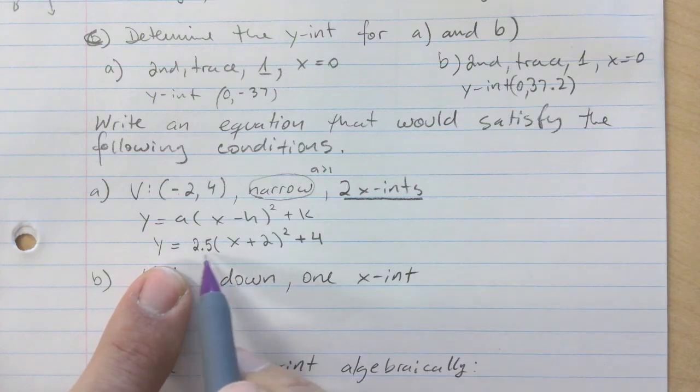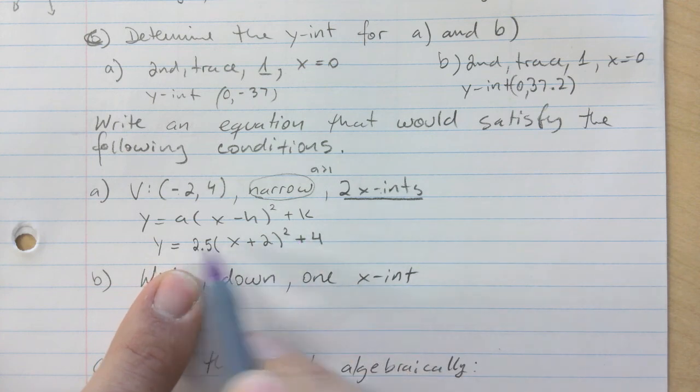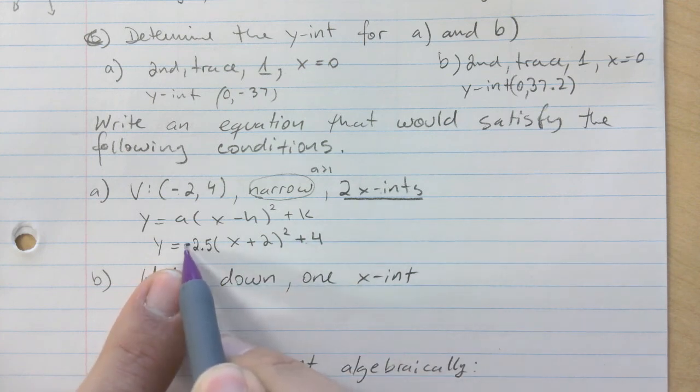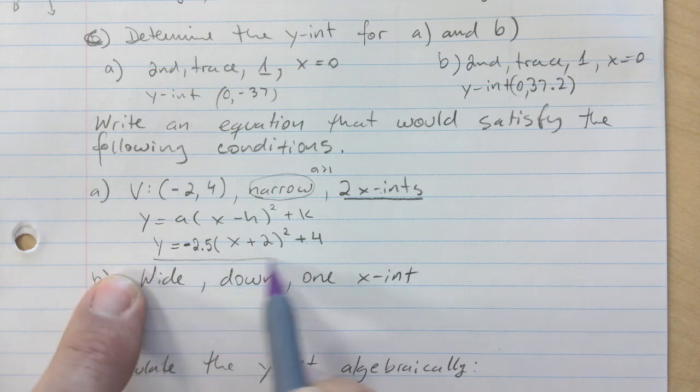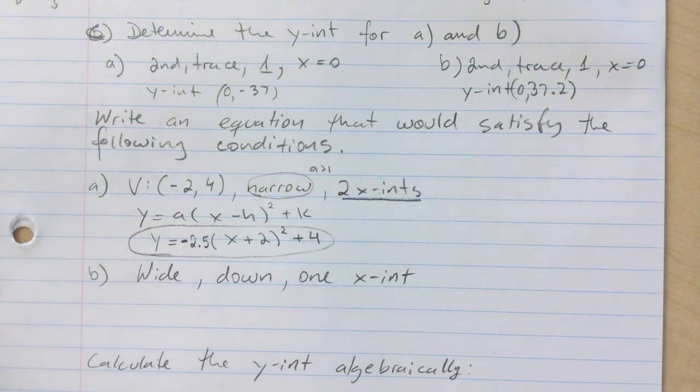That would make it narrow. To have 2 x-intercepts, you need the signs to be opposite, so you would go negative. This is a possible equation that would satisfy those conditions, okay?